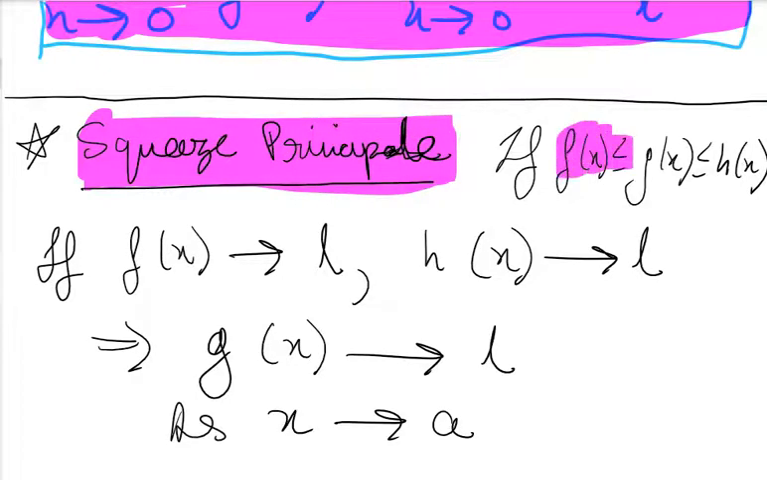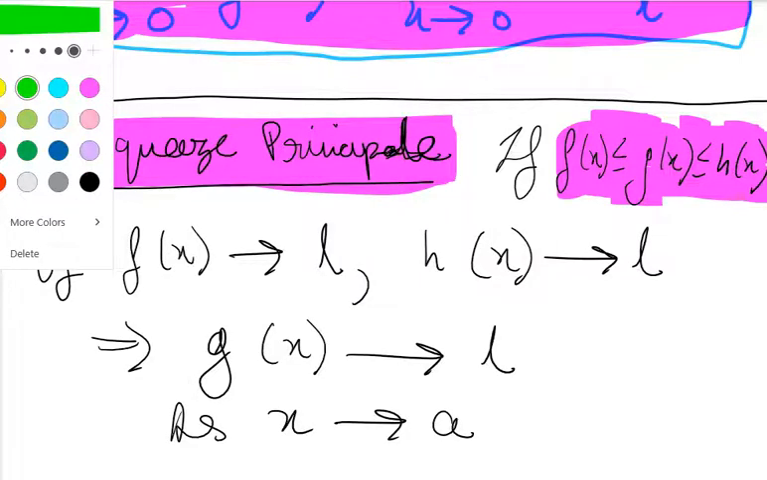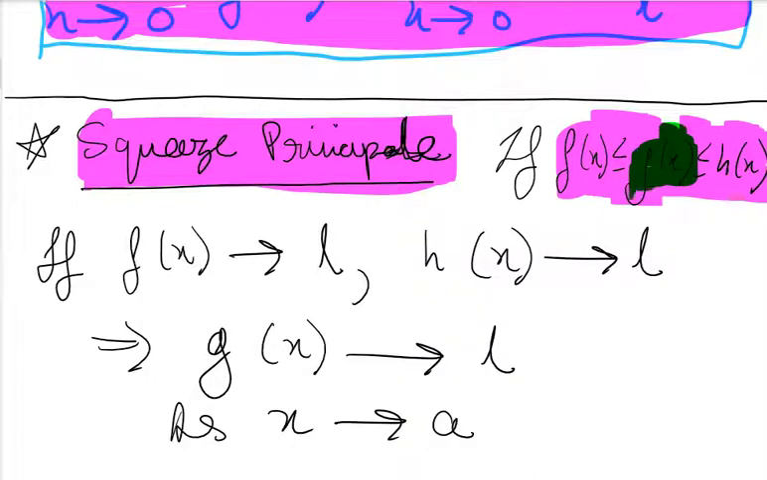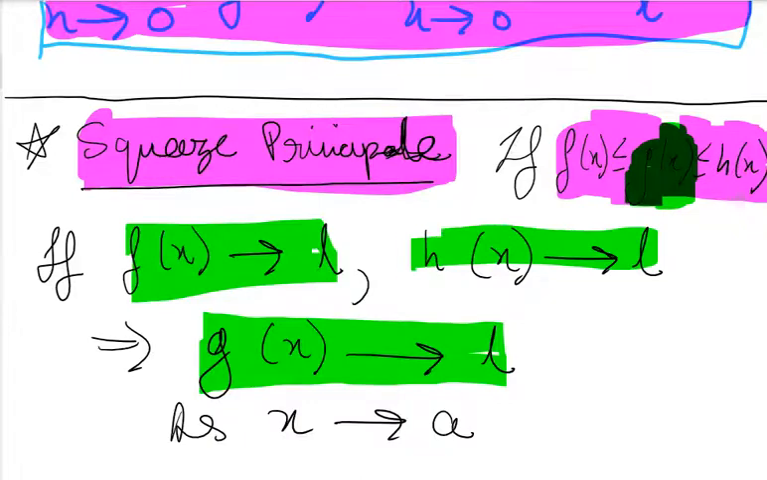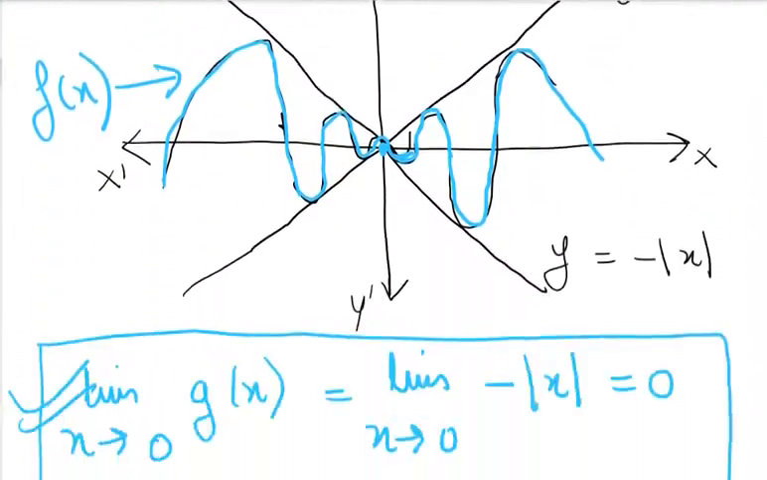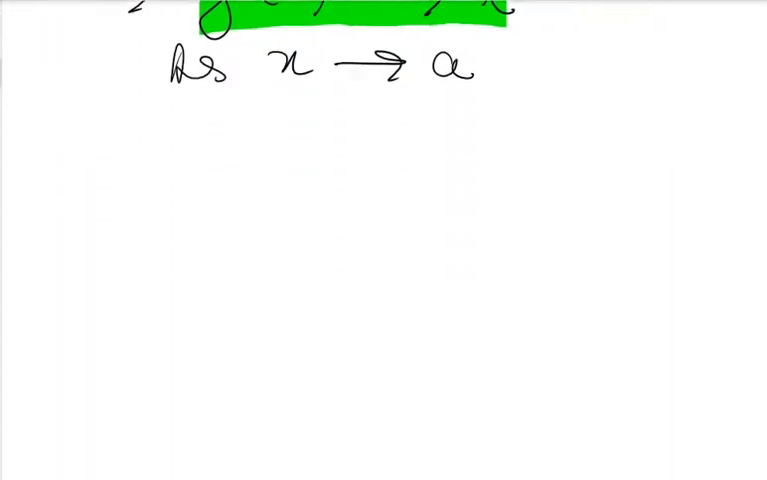The squeeze principle is saying that if we have a pattern in this form, where g of x, the function, is greater than or equal to one function, and then it is less than or equal to another function. So look at this function, g of x, is greater than or equal to f of x, but less than or equal to h of x. Then this g of x will tend to some limit L, because f of x is tending to some limit L, and h of x is tending to some limit L, which I have already showed from this squeeze inequality. Okay, very simple to understand.